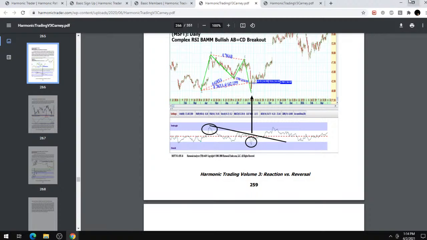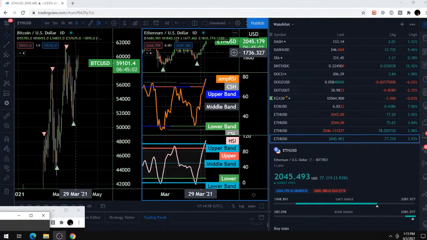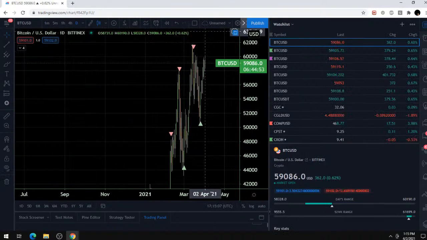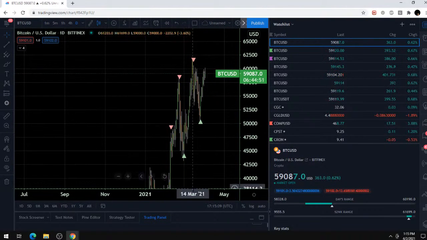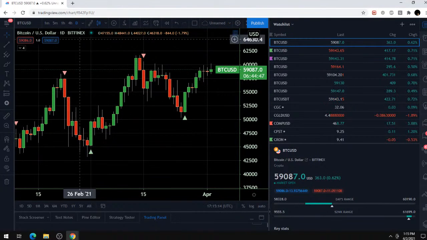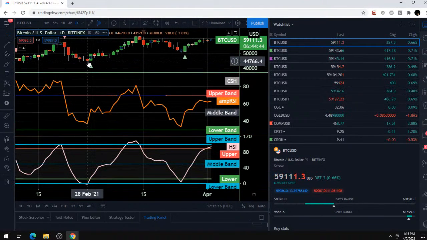Let's look at one or two examples. Here's Bitcoin. And actually, let's jump over to Ethereum really quickly, because we've talked about this complex structure on the weekly chart or the daily chart. I think it was the daily.